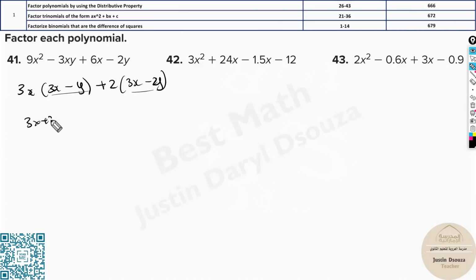It'll be 3x plus 2. I can write it either way. I can write these two terms first, multiplied by 3x minus y. That's the answer. Now over here, similarly, 3 is common outside. And there is x as well.